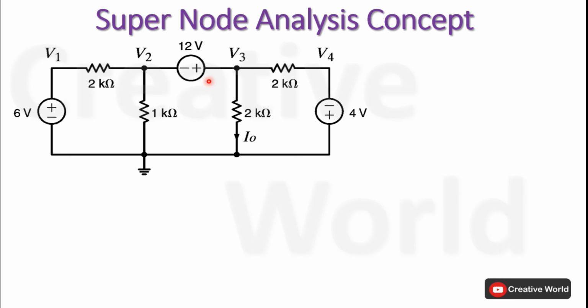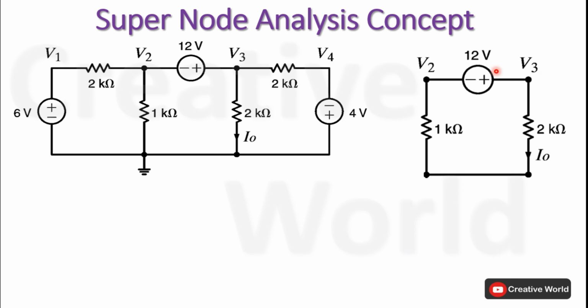And in order to apply supernode analysis technique, we have to merge that voltage source to any one of its adjacent node voltages. Whenever we merge a voltage source to any adjacent node voltage, that node will act as a supernode. Now we will learn about how the voltage source is merged to its corresponding node voltage. For better understanding, we will take this part of the circuit in order to form a supernode.